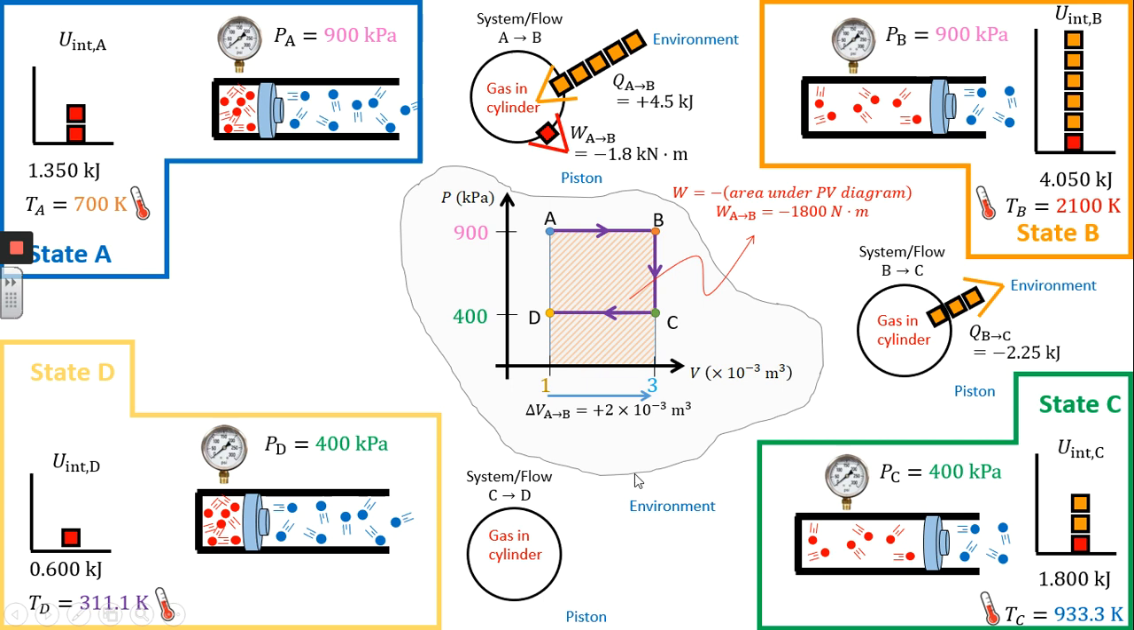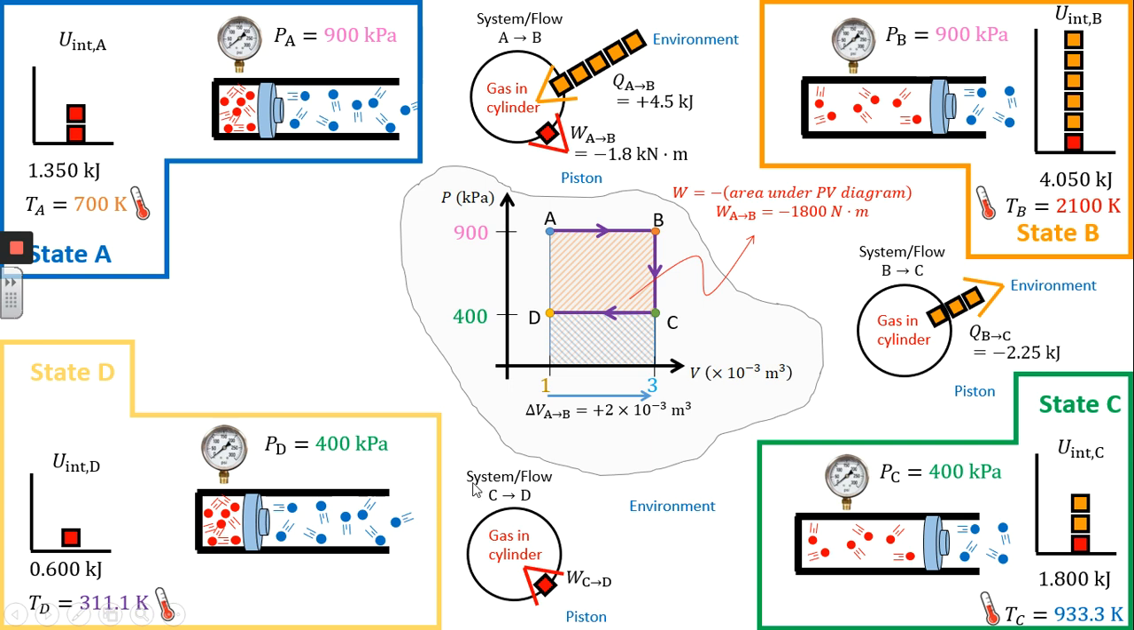Let's look at the system and the flow that's there. Our system consists of the gas in the cylinder, and outside the system is the piston and the environment. We're adding energy into our system now by compressing that gas. Compressing the gas is actually a working process that adds energy into the system.